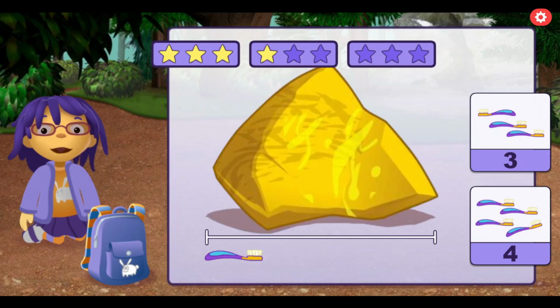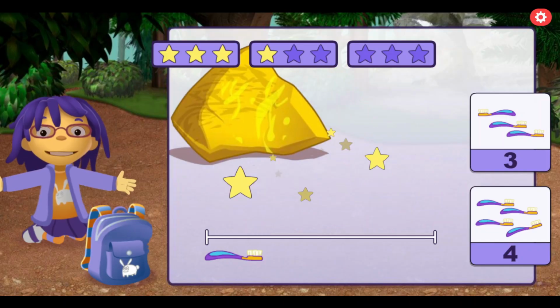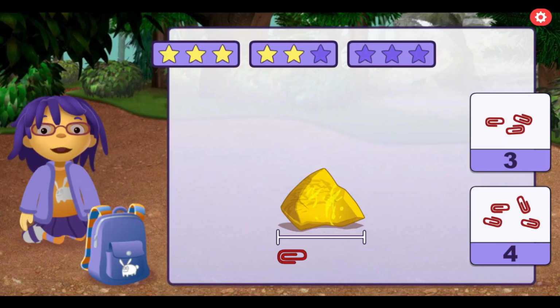How many toothbrushes long is this rock? 3, 4. 1, 2, 3, 4. That's right. How many paper clips long is this rock? 3, 1, 2, 3. Good measuring.